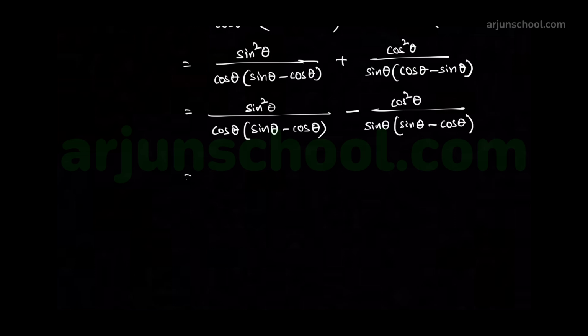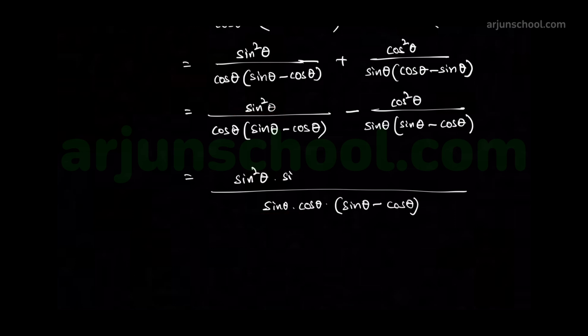Let us take LCM. LCM is sin theta cos theta of (sin theta minus cos theta). And in the numerator it becomes sin square theta times sin theta minus cos square theta times cos theta.